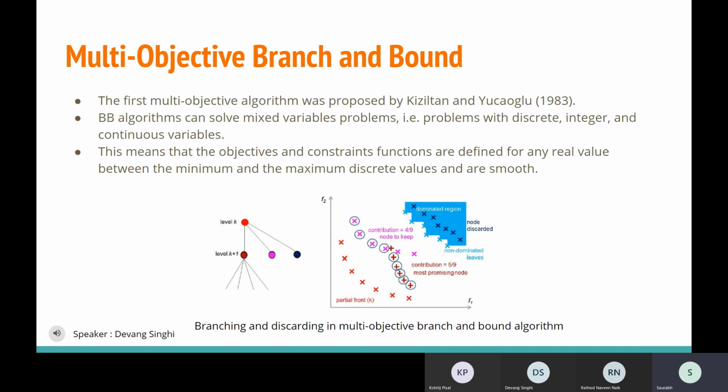Branch and bound algorithms can be used to solve mixed variable problems, that is, problems with discrete, integer, and continuous variables. This means that the objectives and constraint functions are defined for any real value between the minimum and maximum discrete values and are smooth.